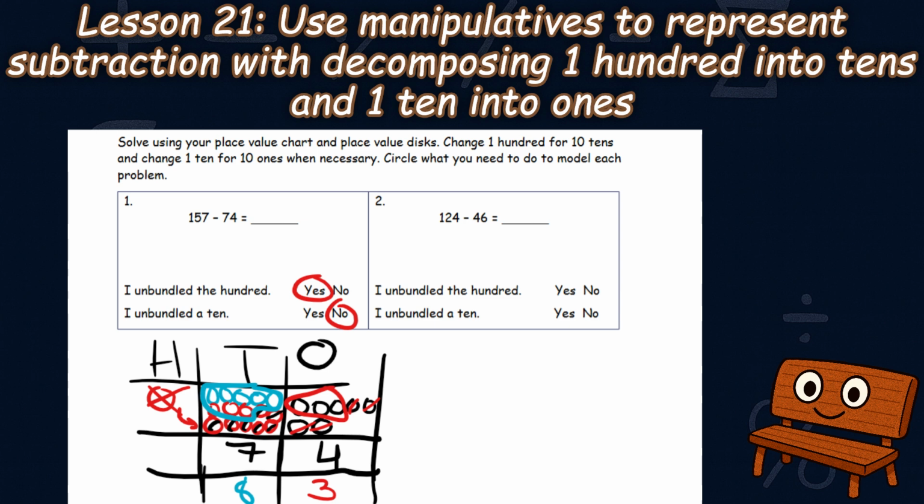Did we unbundle 100 here? Yes, we did. We took apart the 100 to give us more tens. But did we take apart the 10? Did we unbundle 10 to give ourselves more ones? No, we did not unbundle a 10 to give ourselves more ones, so thus we only unbundled the 100. That'll be the yes, and if I unbundled a 10, that would be a no.